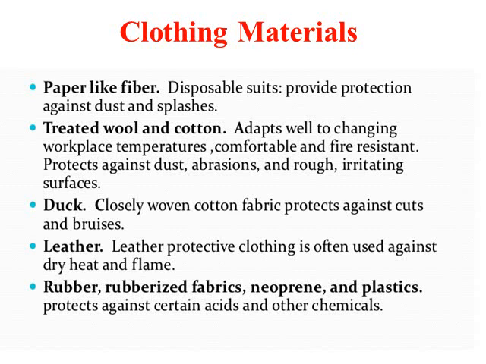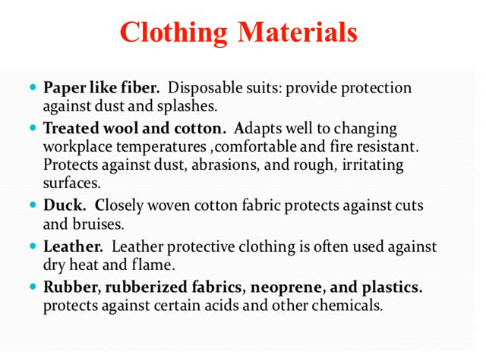Next clothing material, we have the duck type. These are somewhat thicker when compared to treated wool and cotton, and are usually made up of closely woven cotton fabric, and it protects against cuts and bruises. Next type of clothing material, leather. Leather protective clothing is often used against dry heat and flame.